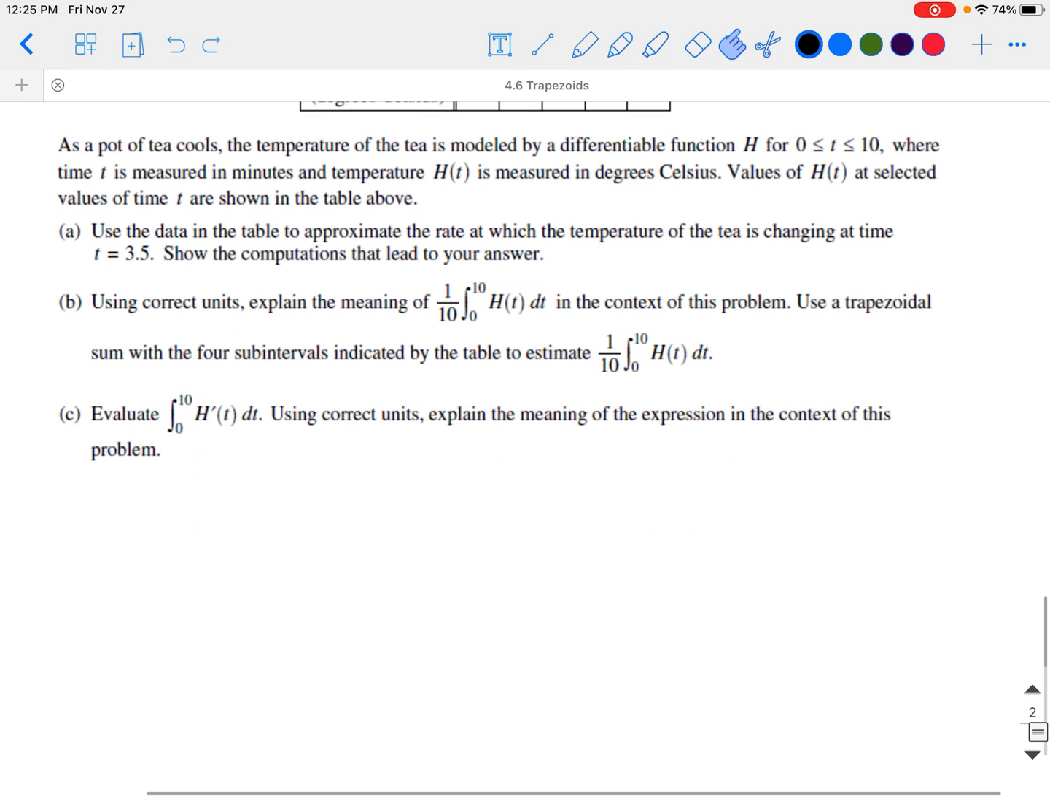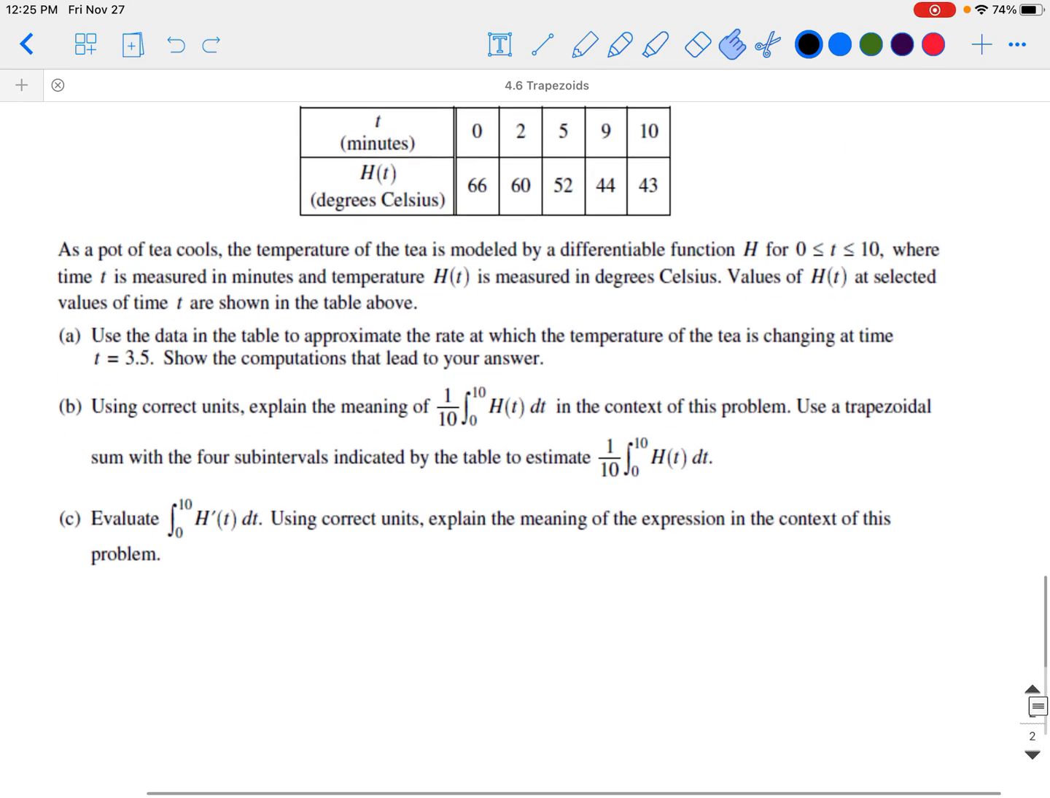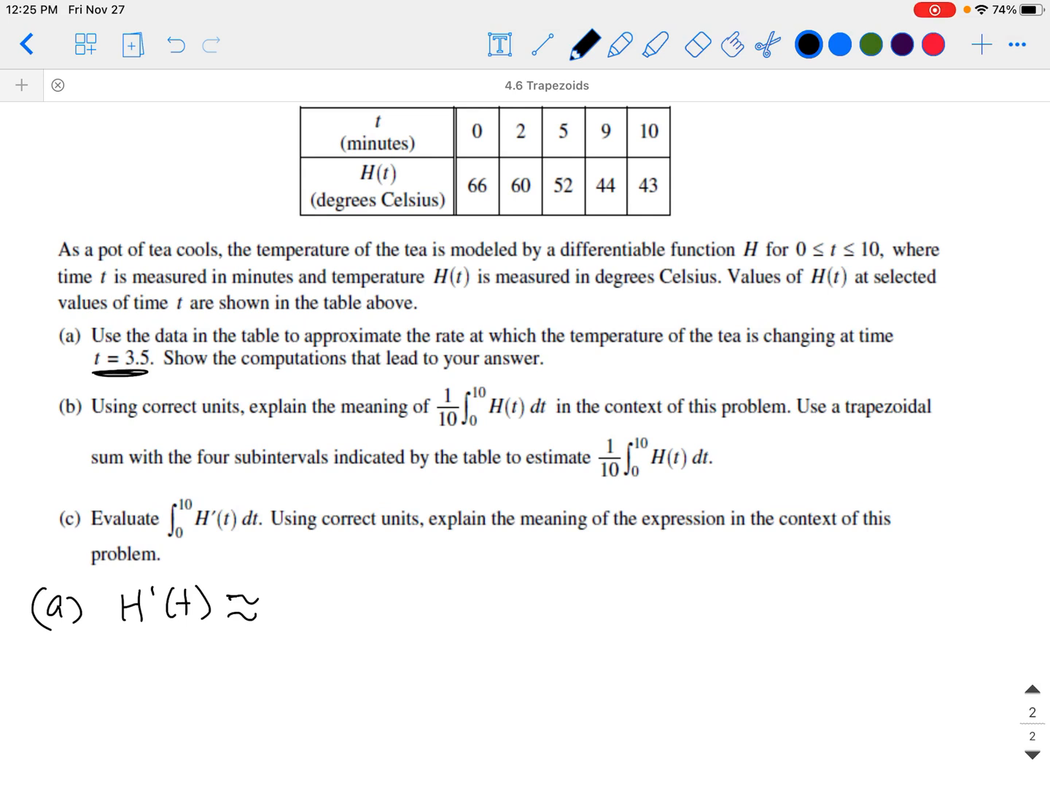So part A is actually going to be a computation of the derivative, right? It says use the data to approximate the rate at which the temperature is changing. So that's asking us to approximate the rate of change of the temperature, which is going to be h prime of t. So this is pretty easy to see from our table here. So h prime of t is approximately going to be, well, if we want to know at 3.5 minutes, we want to find the smallest interval that contains 3.5. And so clearly that's going to be between 2 and 5.